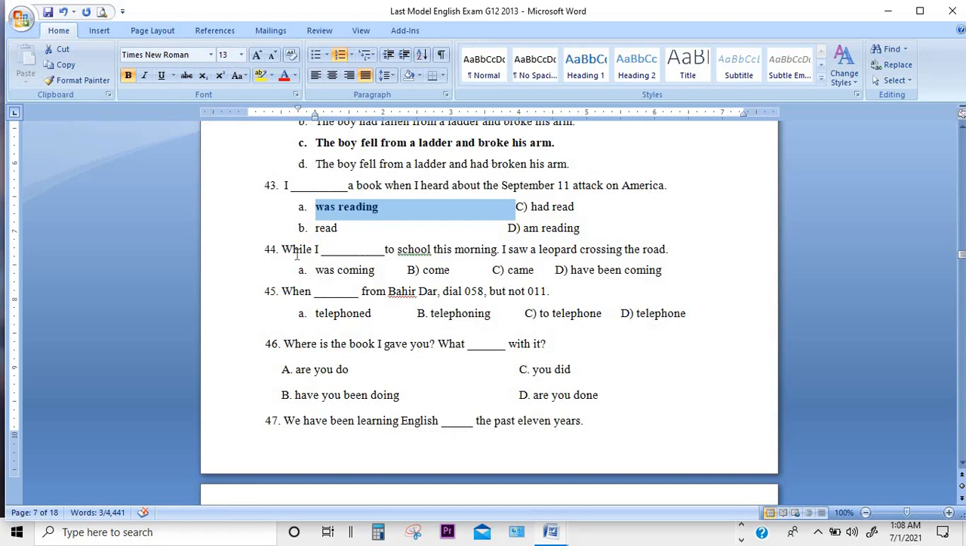While I dashed to school this morning, I saw a leopard crossing the road. This must be a comma, not a period. Comma, because it is a time clause. The missing part with the verb is the time clause here. While I dashed to school this morning, I saw a leopard crossing the road. I saw the leopard. Look.